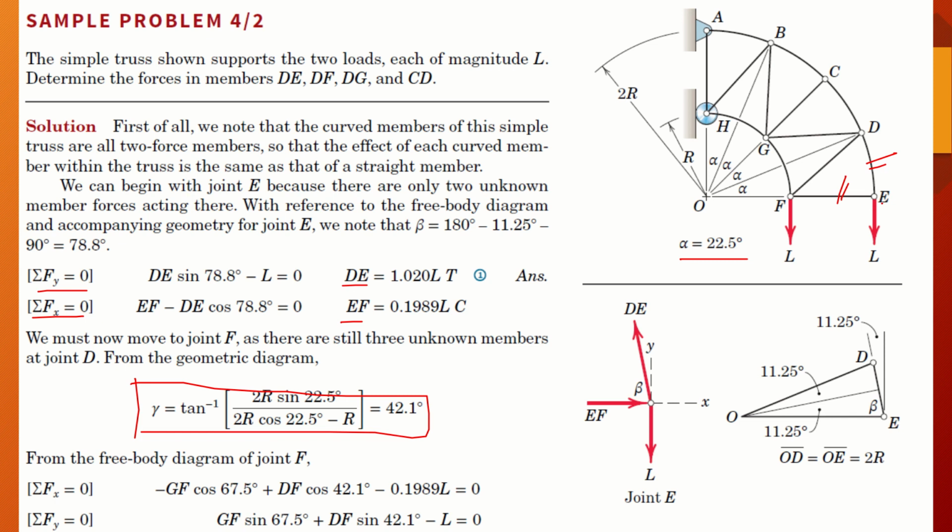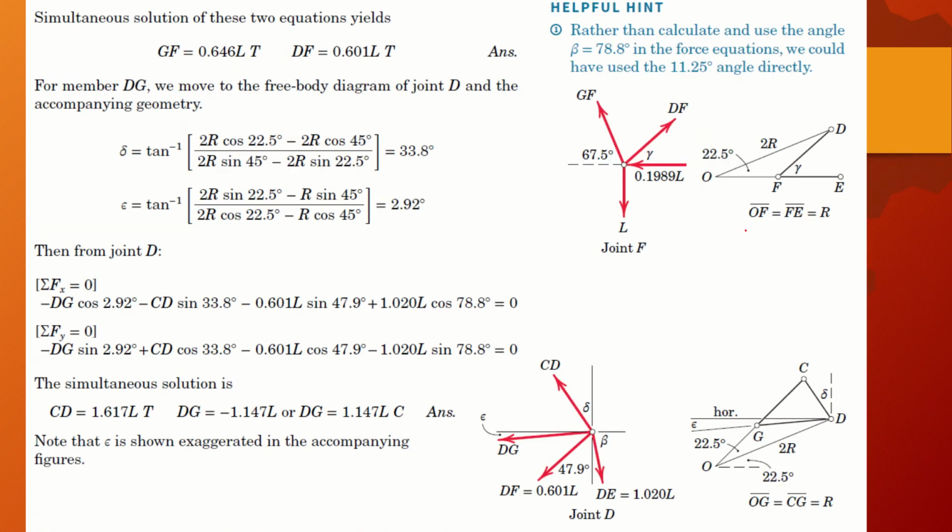Now once we have solved for joint E, we are going to move to joint F, as again we have two unknowns, that is FG and FD. From joint F we will be going to joint D. Once we have solved for joint F, we are going to go for joint D, and from joint D we are going to find further unknowns, that is CD and DG in terms of L. These calculations are similar for all the numericals available at the end of the chapter.